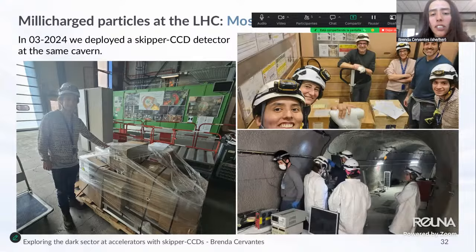Here you can see a picture of Santiago, a PhD student at the University of Buenos Aires, with all the boxes that we sent from Fermilab with the setup. We were there at CERN in the CMS location. And here you can see a picture of the actual cavern where we installed the setup.